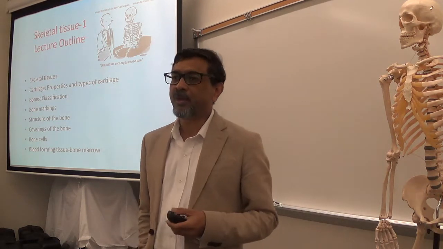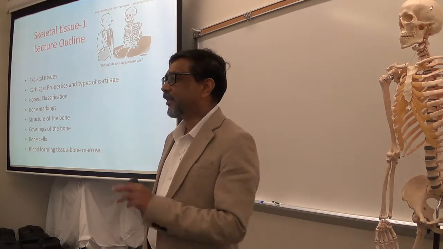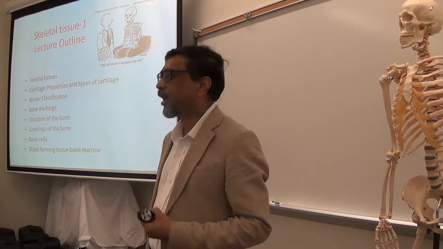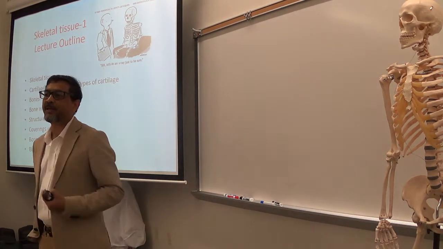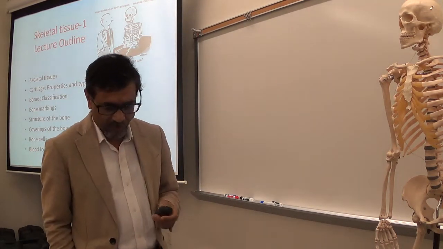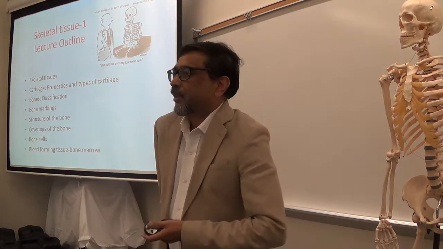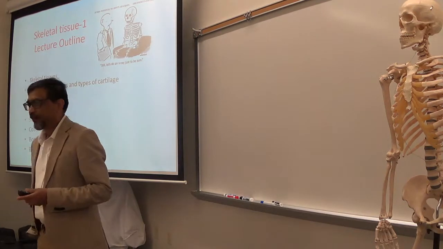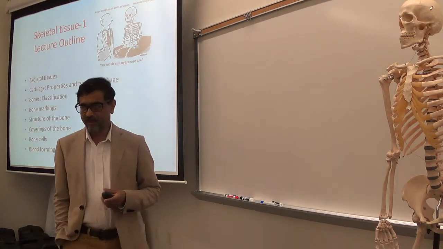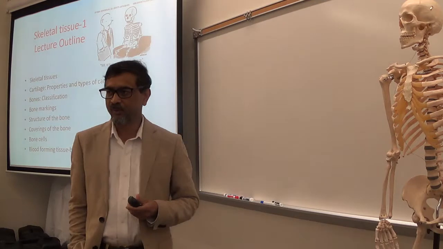We'll talk about cartilages, 3 different types of cartilages. You already know hyaline cartilage, right? Most common type, fibrocartilage and elastic cartilage. We'll talk about that. Then we'll talk about the bones. The main structure of the skeletal tissue.